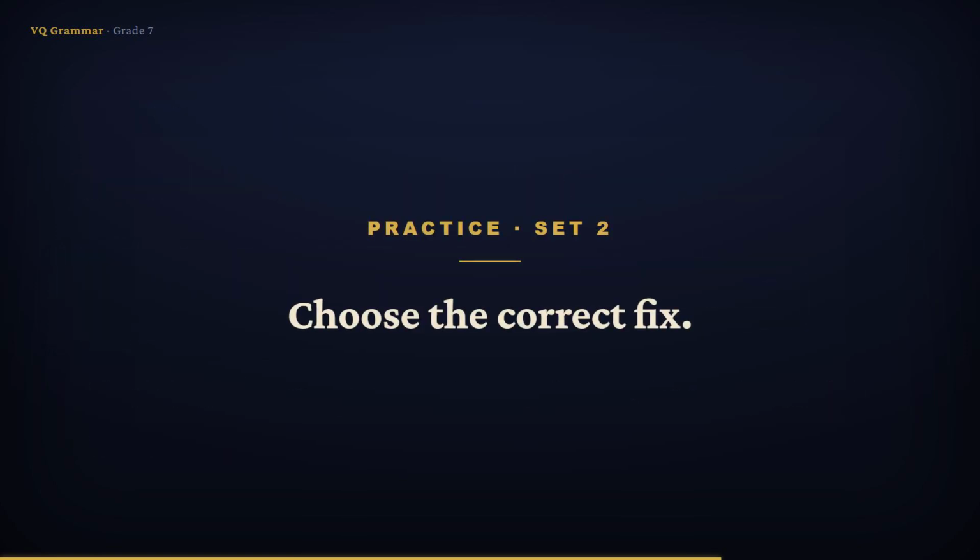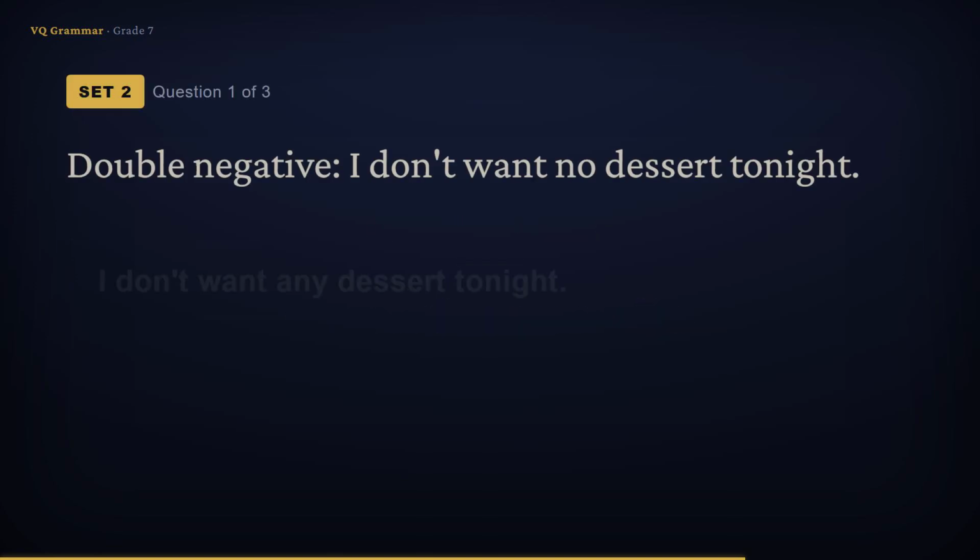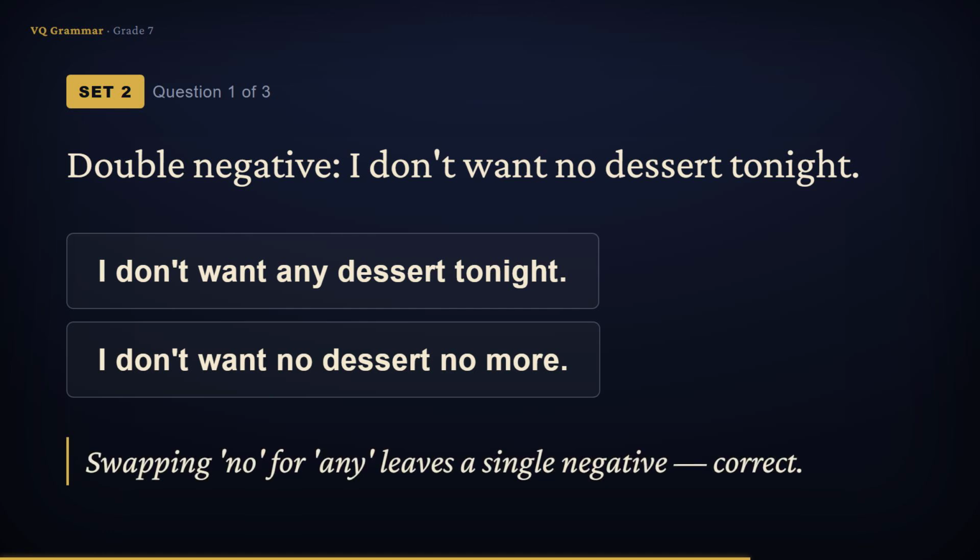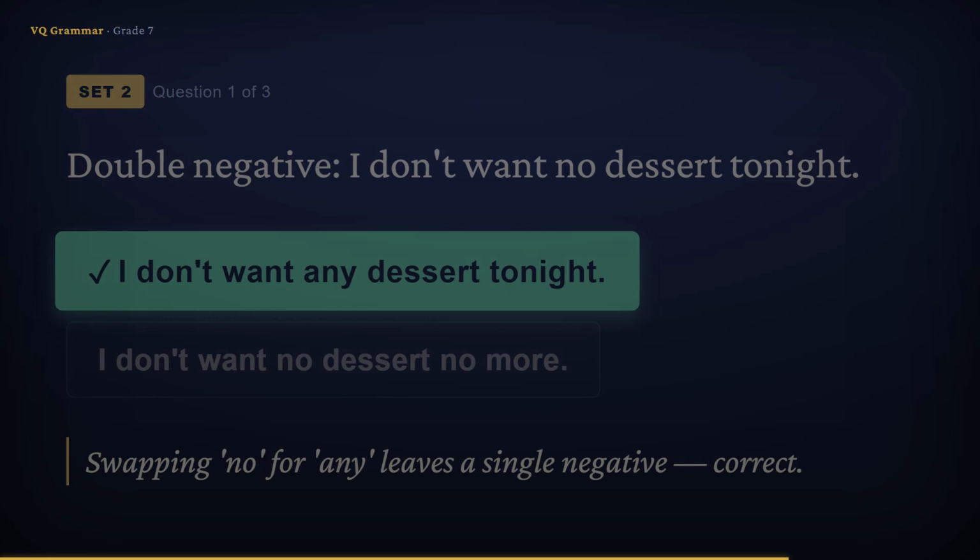In this second set, each sentence starts with a double negative. Your job is to pick the choice that fixes it correctly, leaving just 1 negative behind. Pause and choose before I explain. I don't want no dessert tonight. Don't and no are 2 negatives, so we need to fix it. The first choice swaps no for any. I don't want any dessert tonight. That leaves exactly 1 negative. The second choice actually piles on even more negatives, which is worse. So the answer is the first choice.